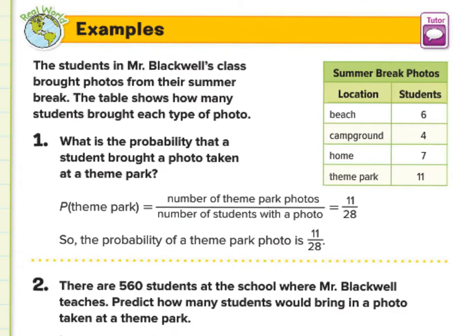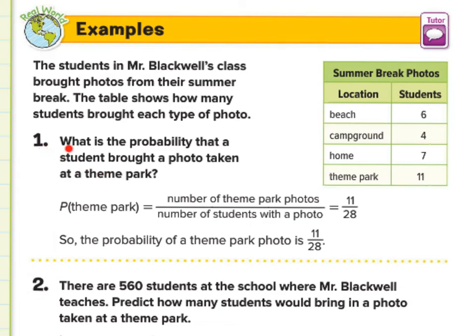Now that we understand the concepts that we're talking about, let's do some math. Example 1. The students in Mr. Blackwell's class brought photos from their summer break. The table shows how many students brought each type of photo. So let's see. Summer break photos. Location, students. So 6 students brought photos from the beach, 4 students brought photos from camping at their campground, 7 students brought pictures from home, and 11 students brought pictures from a theme park like Canada's Wonderland or Six Flags.